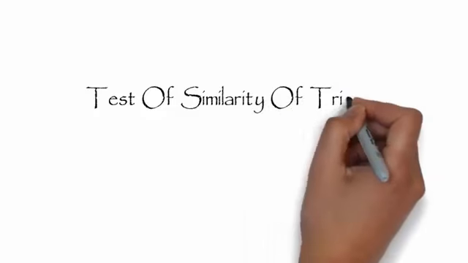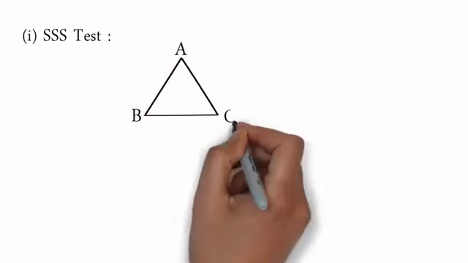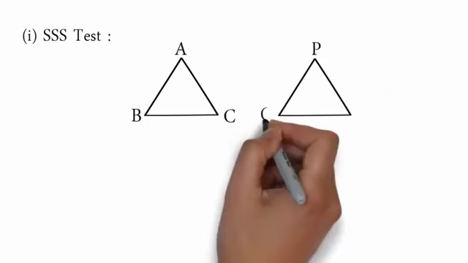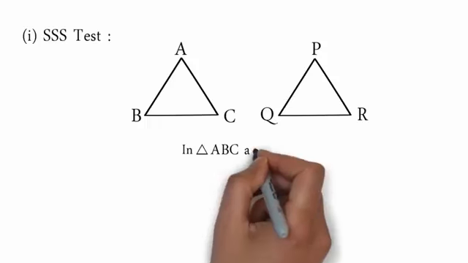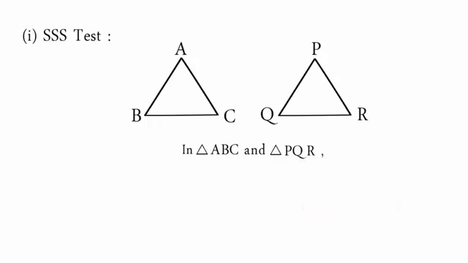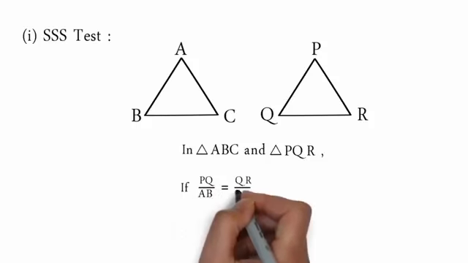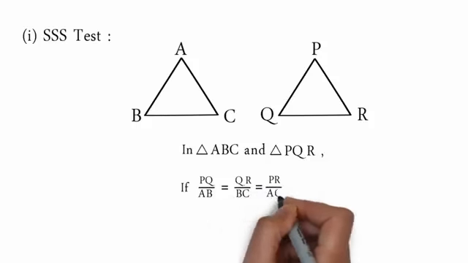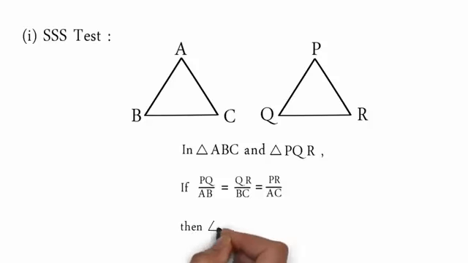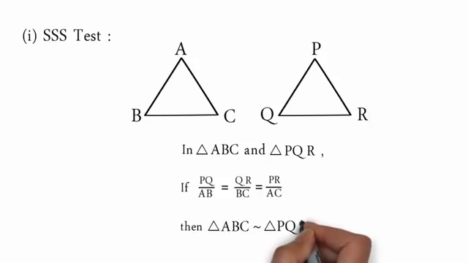Tests of similarity of triangles. First, SSS test. Two triangles are similar if the sides of a triangle are proportional to the corresponding sides of the other triangle. In triangle ABC and triangle PQR, if side PQ is proportional to side AB, equal to side QR proportional to side BC, and equal to side PR proportional to side AC, then triangle ABC is similar to triangle PQR.